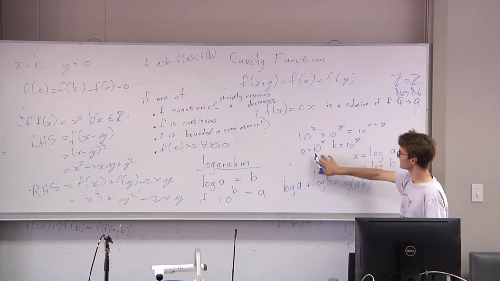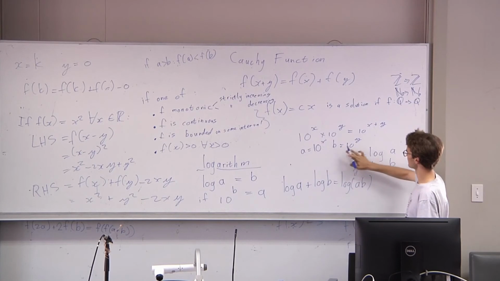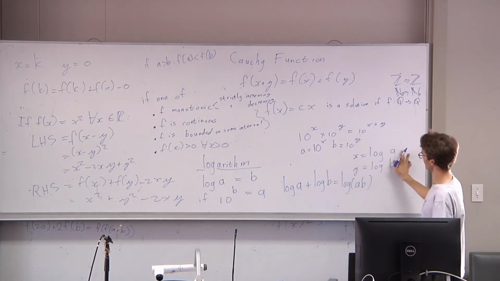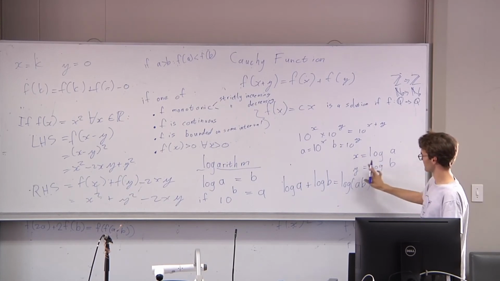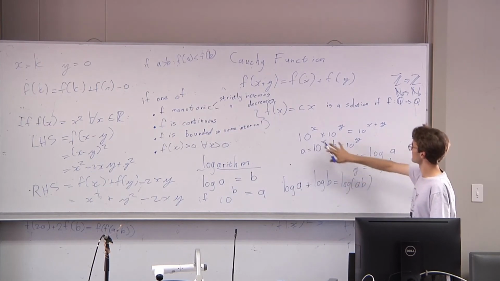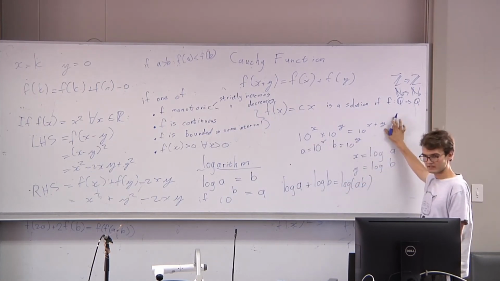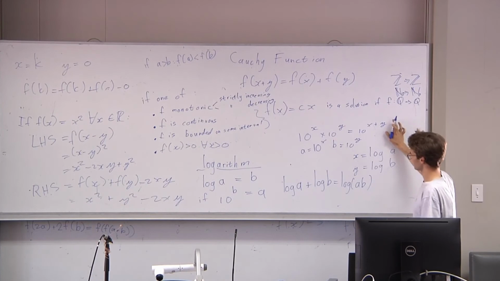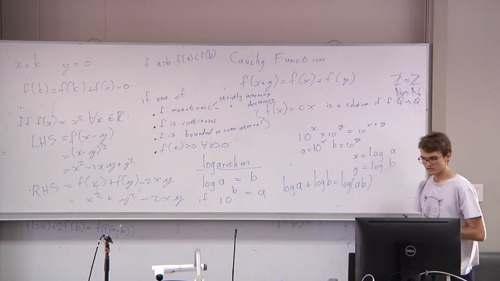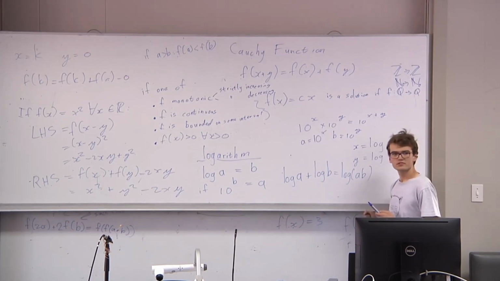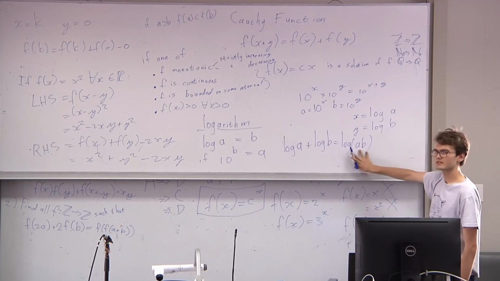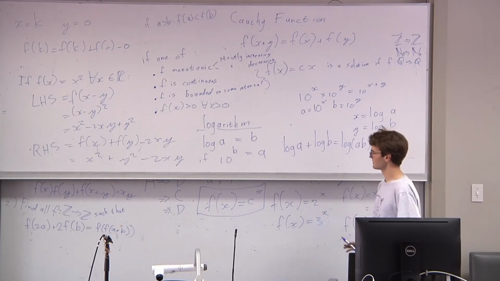Because here a is 10 to the x, b is 10 to the y. So the logarithm of a is x, the logarithm of b is y. So this is x plus y over here. And a times b is 10 to the x plus y. And the log of 10 to the x plus y is just x plus y. So the statement is true. Okay? So why is this useful? So the log function turns multiplication into addition.